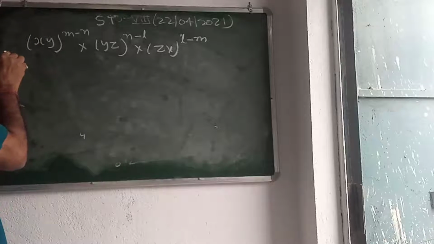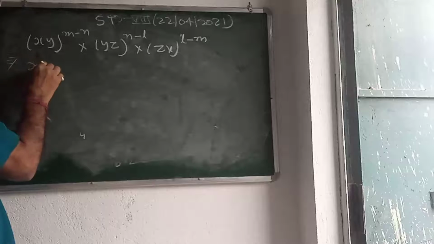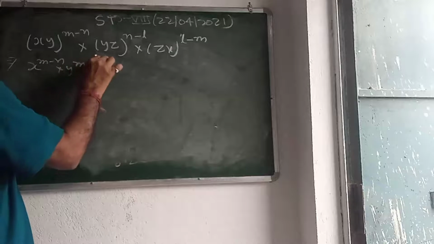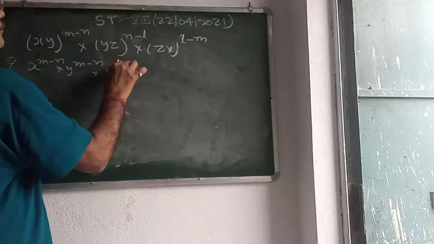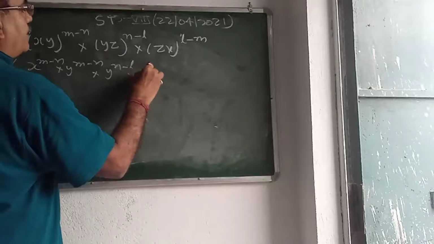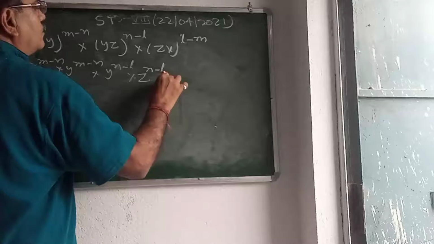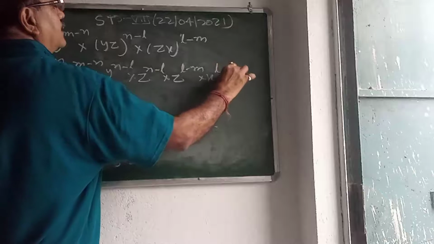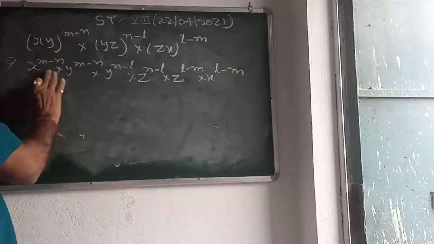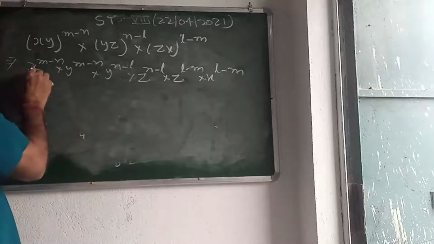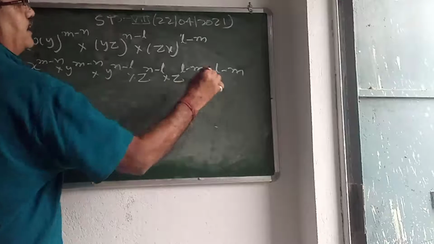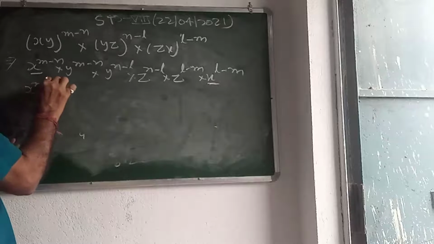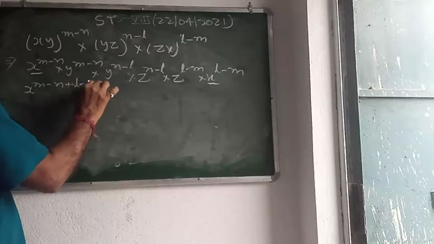So use the third rule of exponents first: x to the power m minus n into y to the power m minus n, into y to the power n minus l into z to the power n minus l, into z to the power l minus m into x to the power l minus m. Now among them there is a multiplication sign. So same base here and same base here, x. The powers will be added: x to the power m minus n plus l minus m.